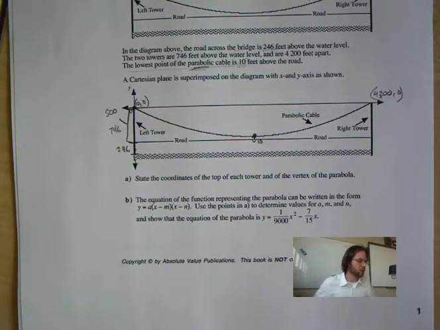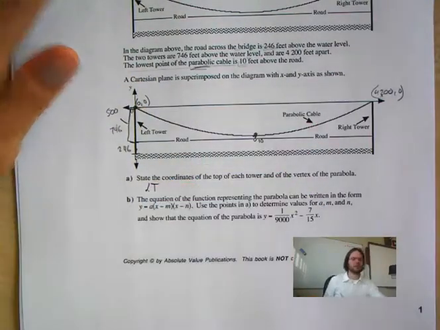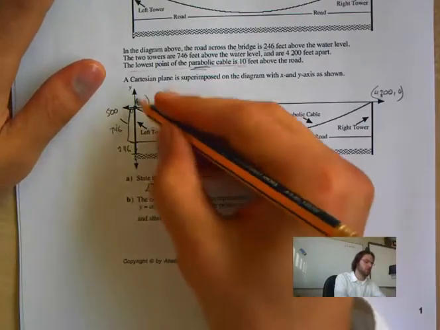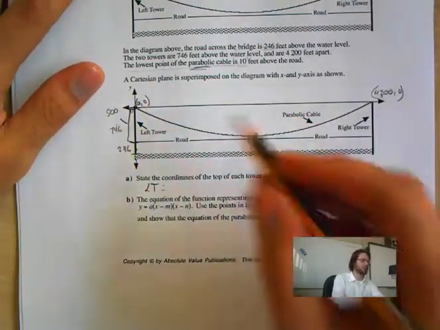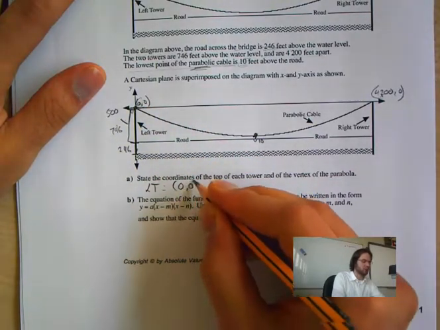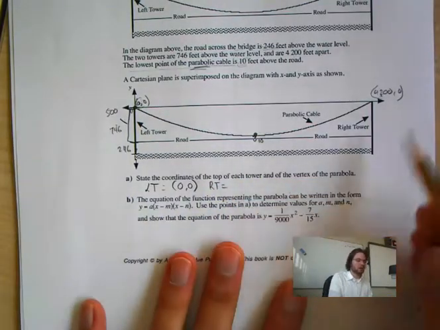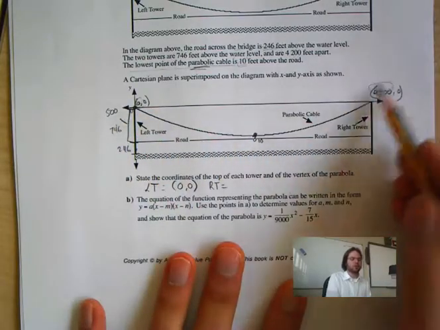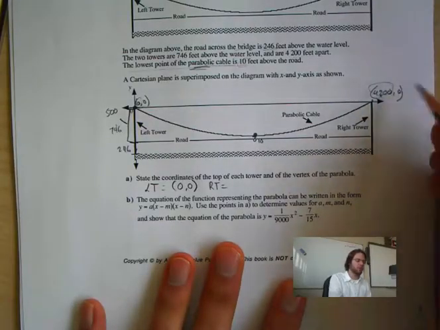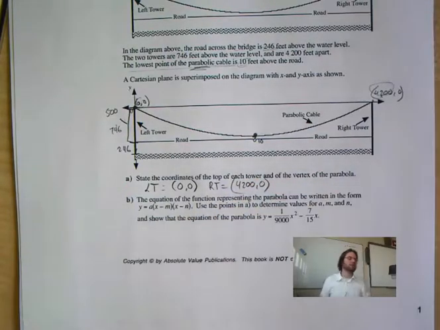Now it says state the coordinates of the top of each tower and the vertex of the parabola. So the top of each tower. Let's take a look at the left tower. I'll just put LT for left tower is equal to, well, these are pretty much my x-intercepts, my towers. I have 0, 0. And my right tower is the whole thing, the whole bridge is 4,200 long, and we're starting at 0, so we go 4200, 0. So that is my right tower.